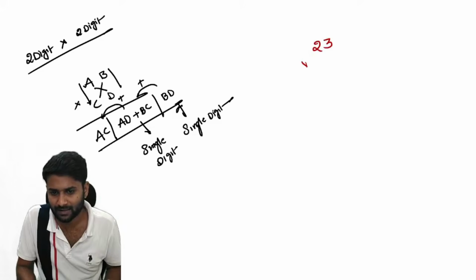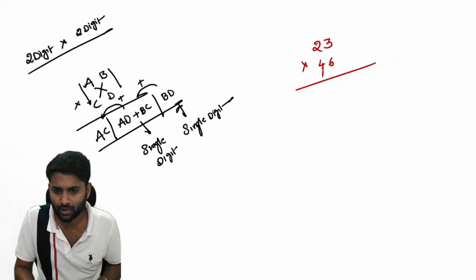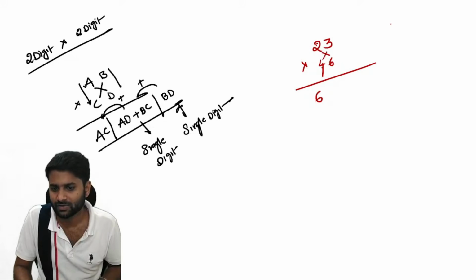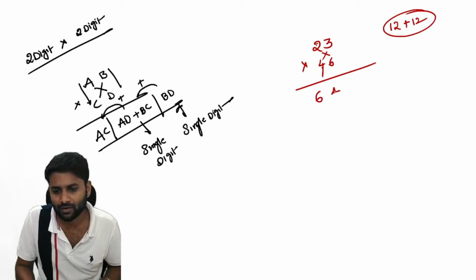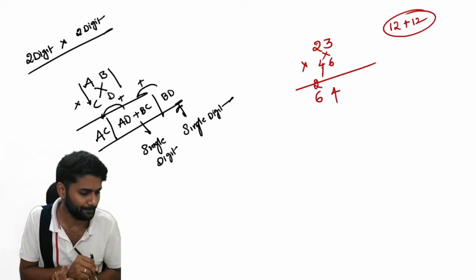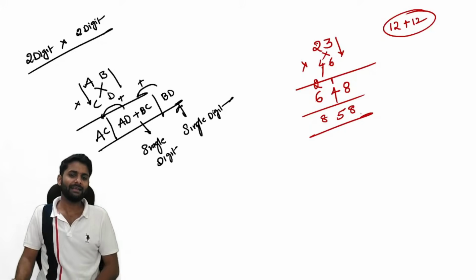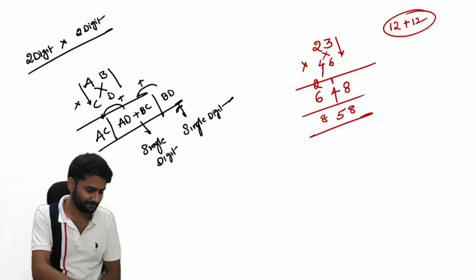If 23 is multiplied with 46, observe carefully. Step number 1, 2 into 4 is 8. And cross multiply them. So 2 into 6 is 12, 4 into 3 is 12, and the sum value is 24, right? If the sum value is 24, take 4 and 2 must be carried over. And finally, 6 into 3 is 18. So write down 8 and 1 is carried over. Then the resultant 8, 5, 8. So 858 is the resultant of 23 into 46.